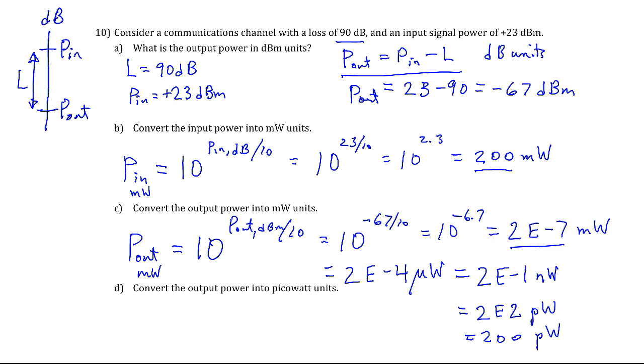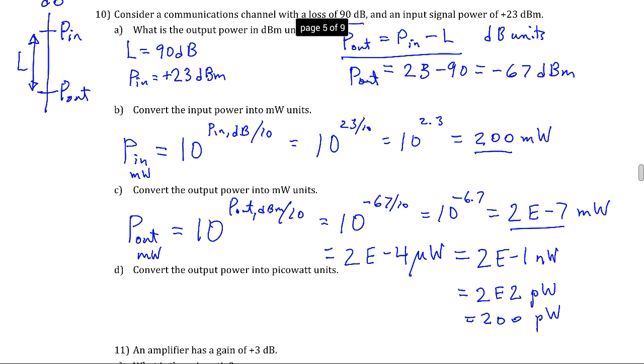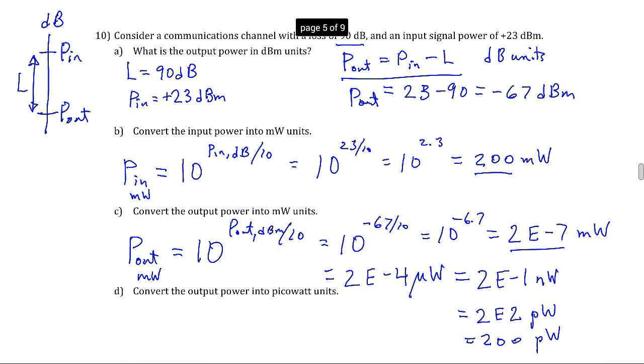I went from minus 7 to minus 4 to minus 1, and then up to plus 2 picowatts, or 200 picowatts coming through. And believe it or not, a lot of wireless systems can deal with such tiny powers due to large typical losses of the wireless air channel. Okay, hope this video helps on this one, and thanks for listening.